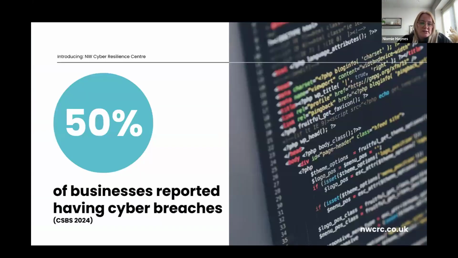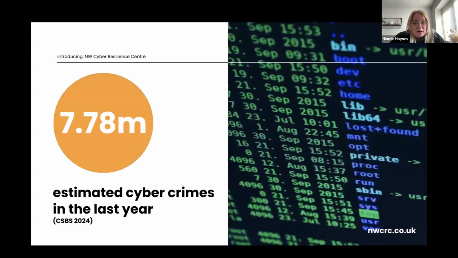So what is the risk to organisations? 50% of businesses are reported to have had cyber breaches across 2024, according to the government's cyber breaches survey. So it's still very prominent across businesses. Obviously 50% is quite high. An estimated 7.78 million cyber crimes last year. So it's absolutely huge.